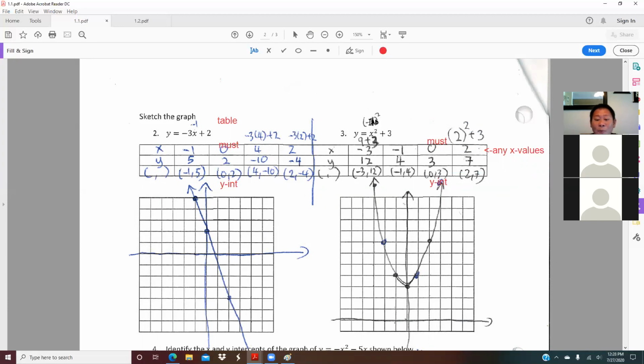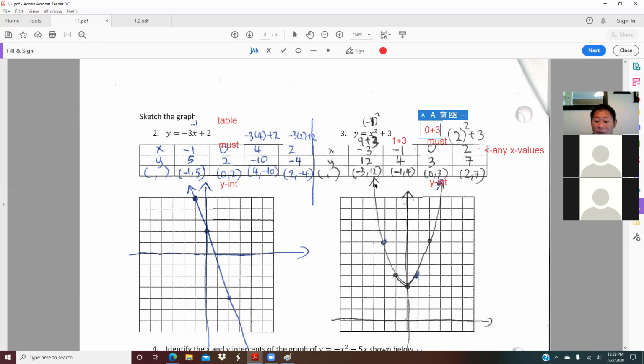I put a -1 over here. So -1 squared will give you 1, and 1 plus 3 will give us 4. And then when you put 0 here, 0 squared is 0, and 0 plus 3 in this case is 3. So that's why 0 is very easy. And then 2, you square it, becomes 4. 4 plus 3 becomes 7. And then after that, you take all these points and plot them in.